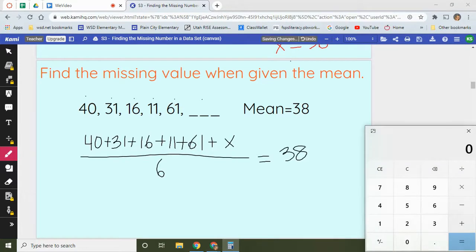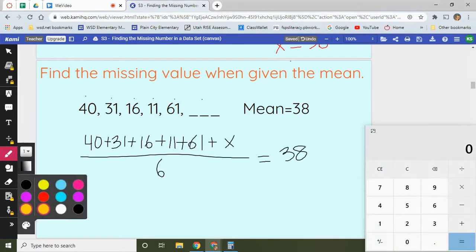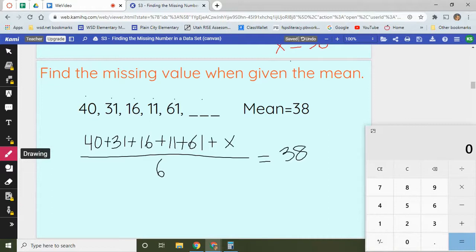Okay, now let's start solving our equation. How do we get rid of a divide by 6? Times by 6. So 38 times 6, 228.